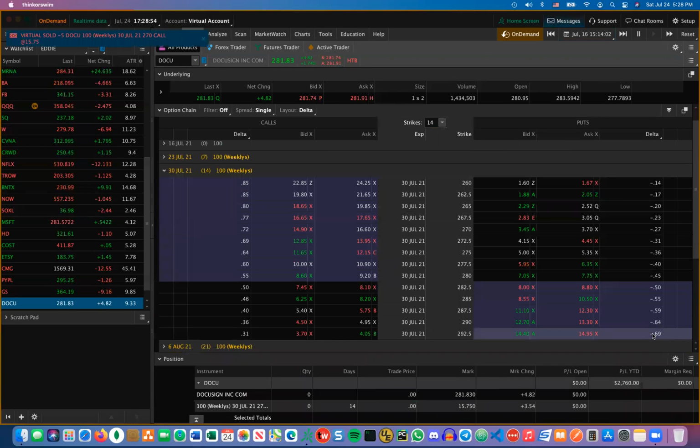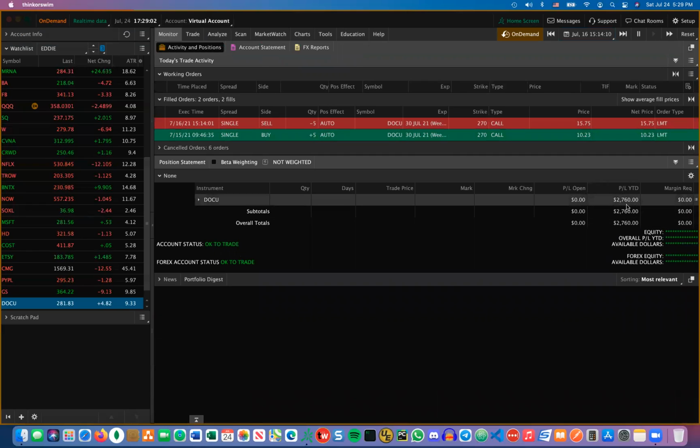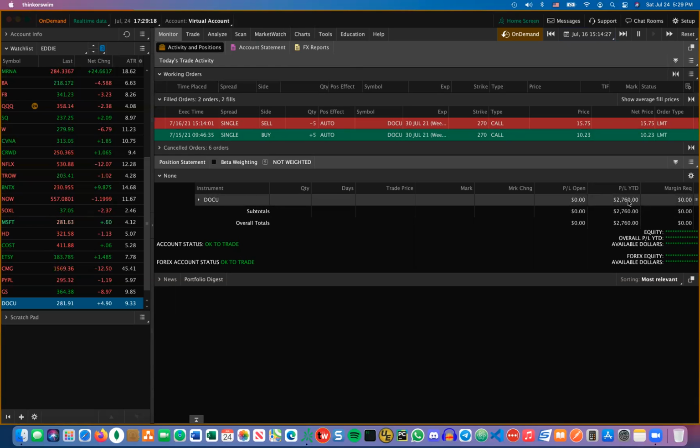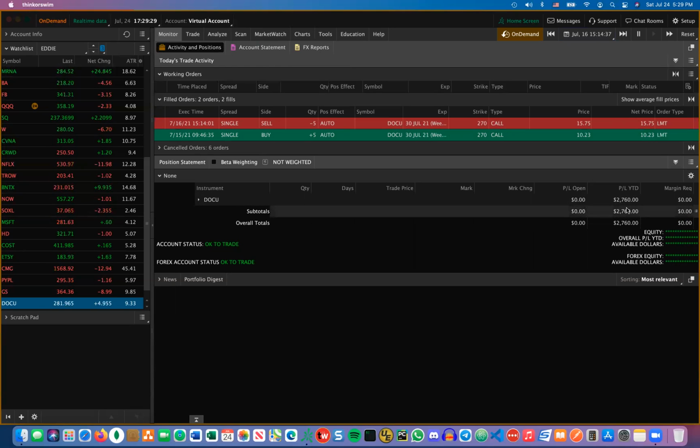And I just got filled. Okay, I got filled at 15.75. So monitoring that trade, I was able to lock in $2,760. I could have waited until tomorrow to make the additional 2,000, but what's 2,000 between friends. It's a good deal for a one-day play. That's a 50% return on investment. I think it's pretty darn good to spend $5,000 and get back $2,700 in just one day.